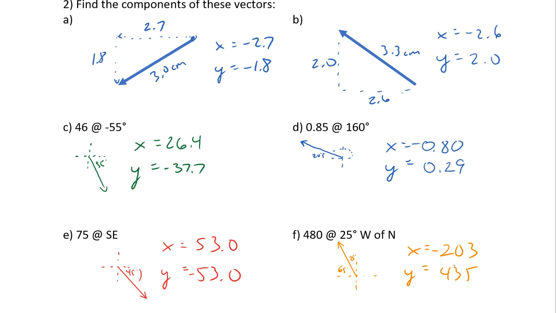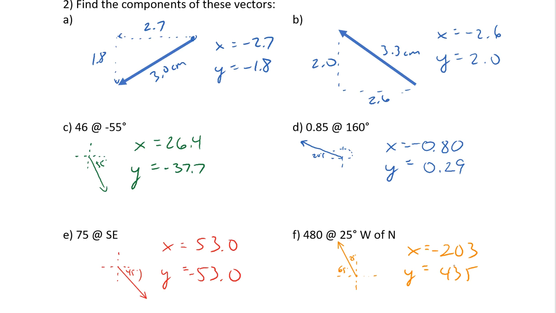Okay, so this is just more practice finding x and y components and that type of stuff. And for the E and F with the compass directions, some people would do, x component is 53 east, y component is 53 south. Some people, for the last one there, would do the x component is 203 west, and the y component is 435 north. I just use the positive negatives once I've got the description out of the way. I just find that a lot easier.